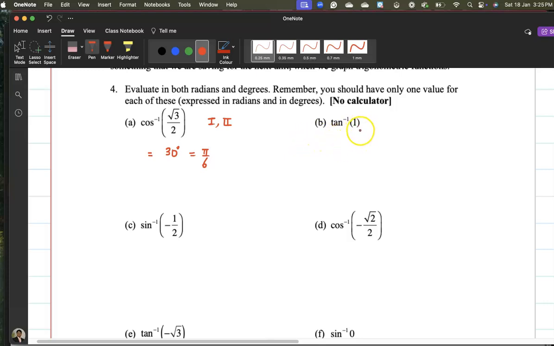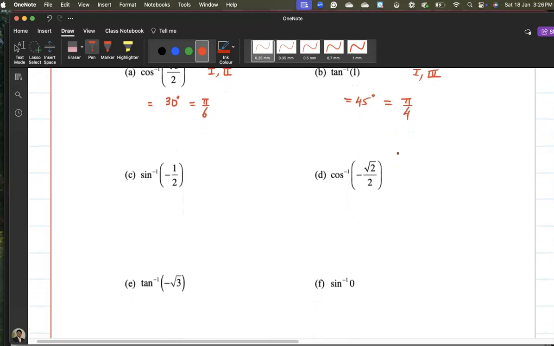Okay. Tan inverse. Which quadrant should your answer be? 1 and 2. No, 1 and 4. So tan inverse of 1 is 45, which is pi upon 4. Why minus? No, sorry, just pi upon 4. Okay, I'm remembering now.